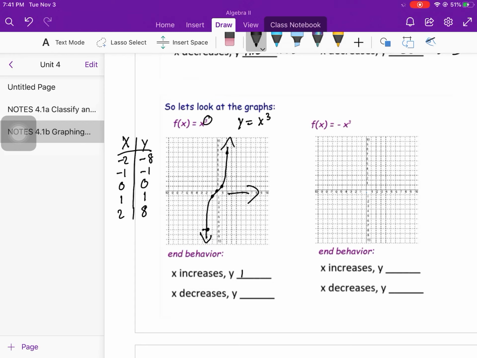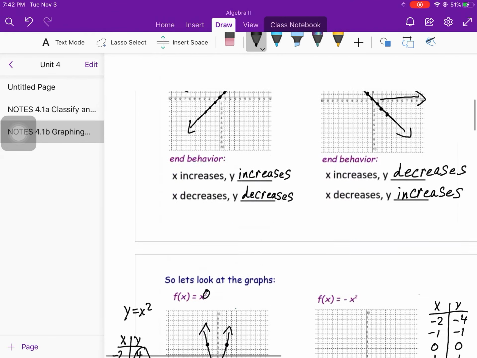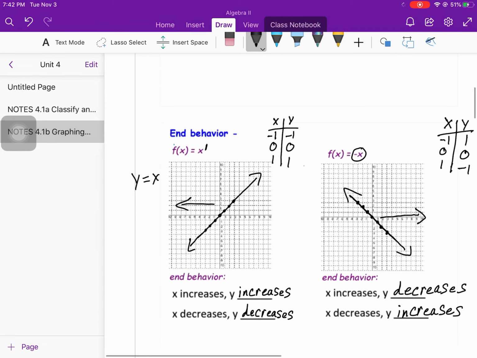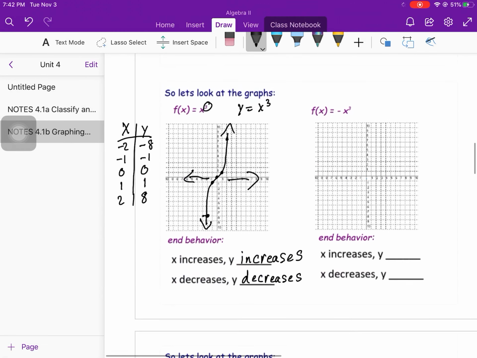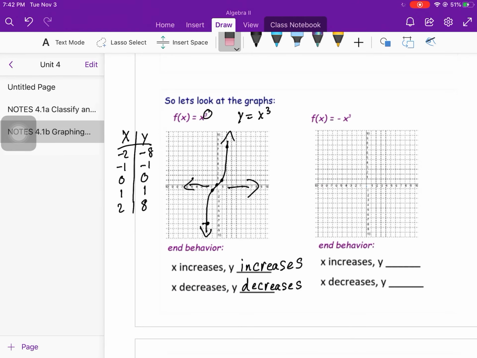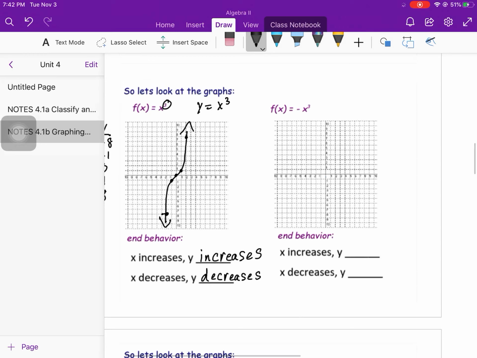So this one, as x increases, so as we go to the right, it looks like our y values are going up. So this is going to be increases. And then as x decreases, so as it goes to the left, it looks like the y values are going down. So this decreases. So again, just like with the very first example, x and y follow each other. You don't need to have this part here. I'm just showing you which direction.